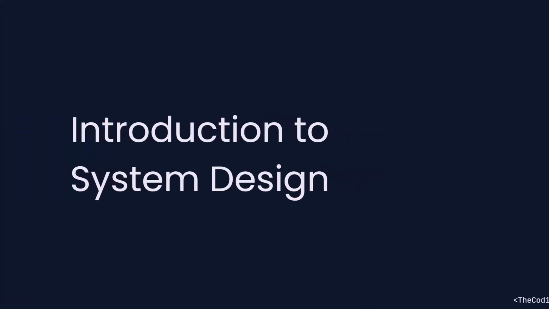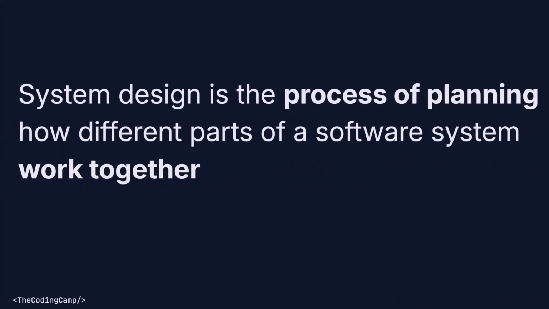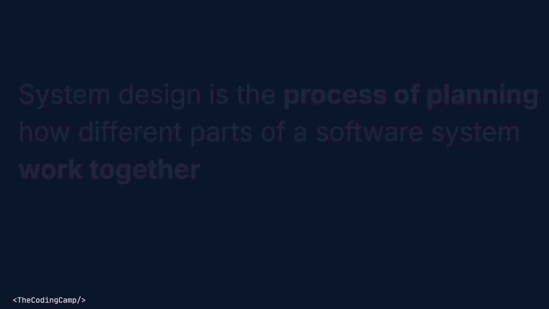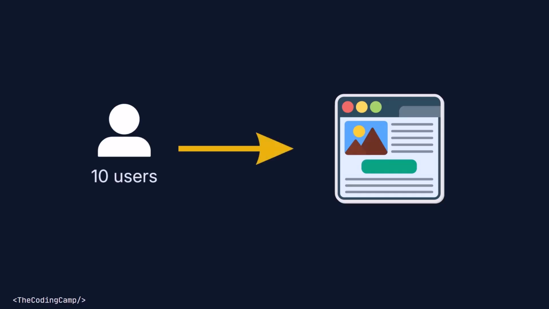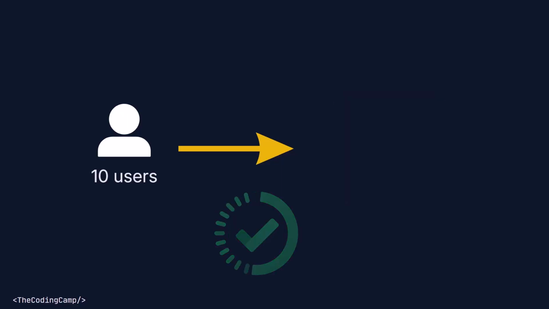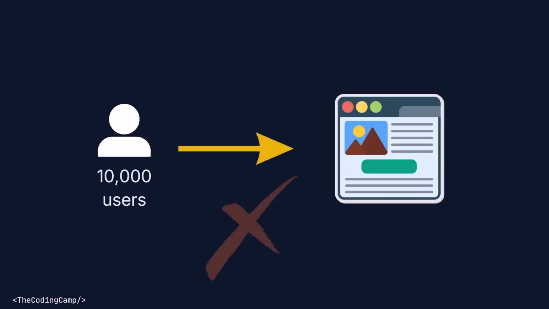The definition of system design is the process of planning how different parts of a software system work together. Imagine this: you built a simple website, maybe a URL shortener like Bitly. At first, it worked perfectly for 10 users. But then suddenly 10,000 users show up, then 1 million, and suddenly your website crashes. That's because your system wasn't designed to scale. That's why system design is important.